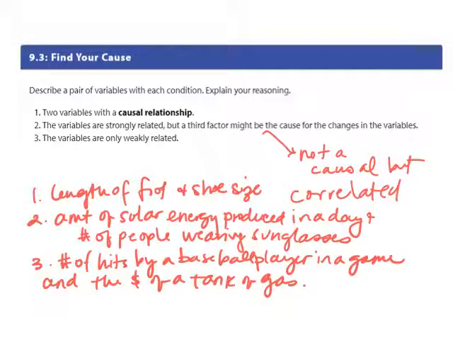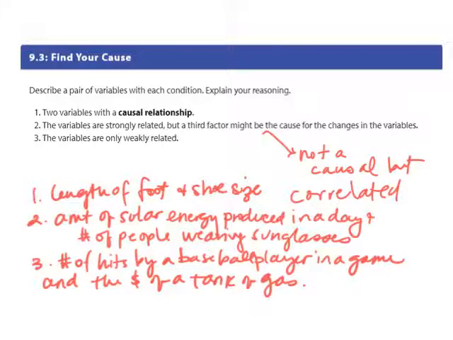Okay, take a look at my examples. The first one is the length of someone's foot and their shoe size. You would definitely argue that the longer the foot, the larger the shoe size, and the reverse. So it's a strong positive correlation, and it's definitely causal. The change in the length of the foot changes the shoe size.